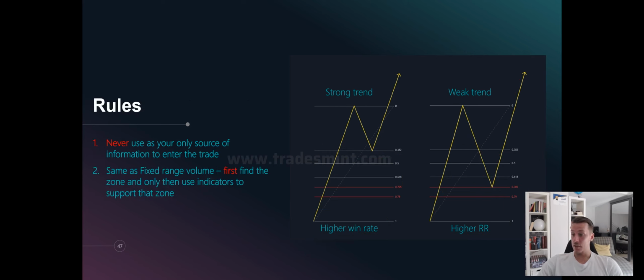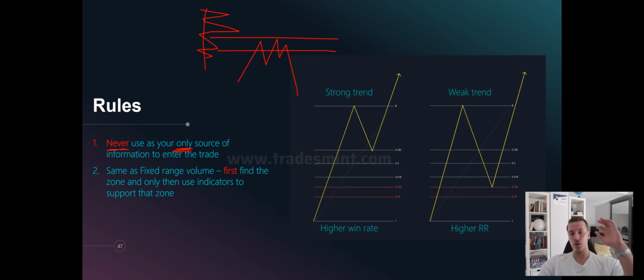And last but not least, some of the rules. Never, once again, as with the previous indicator, never use this as your only source of information to enter the trade. Also have supply and demand areas. Also use the fixed range volume tool. Also use the candles as your confirmation, and only then use this to maybe perfect your entry or set your stop loss or indicate the strength of the trend.